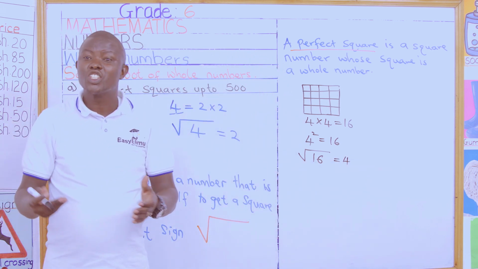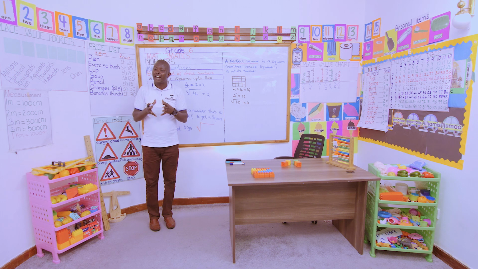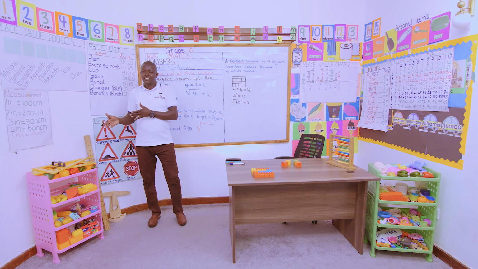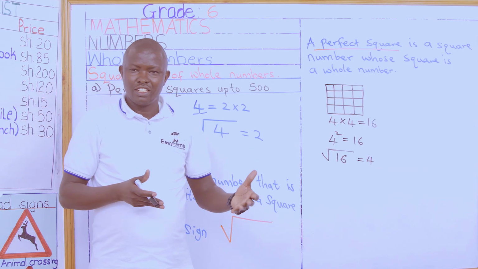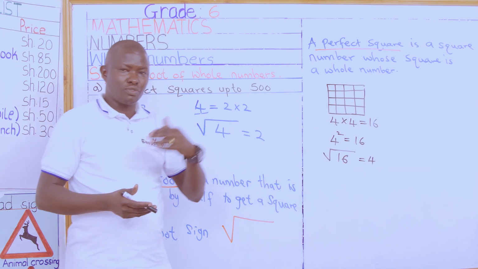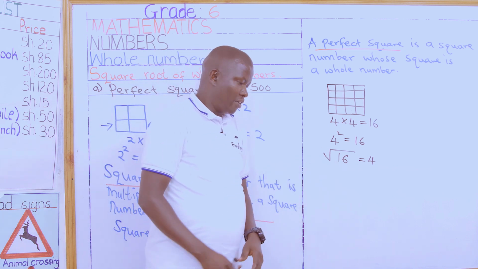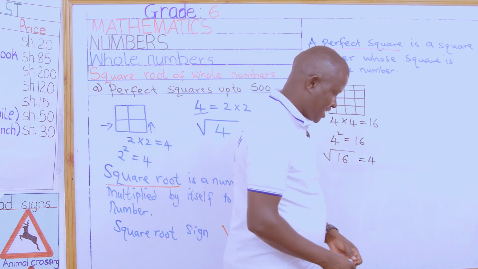In other words, squares and square roots are related. For me to get the square root, I use the square. 4 times 4 is 16. So the square root of 16 is 4. Which number did I multiply by itself to get 16? Which is 4. That is how we get the square root.